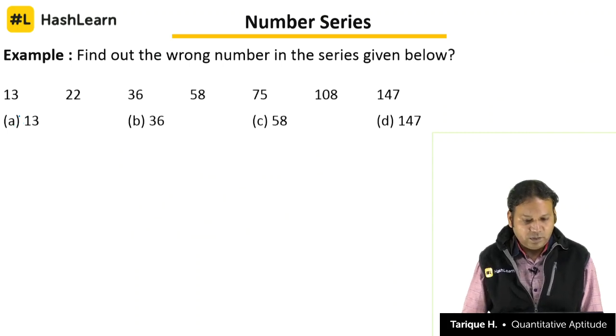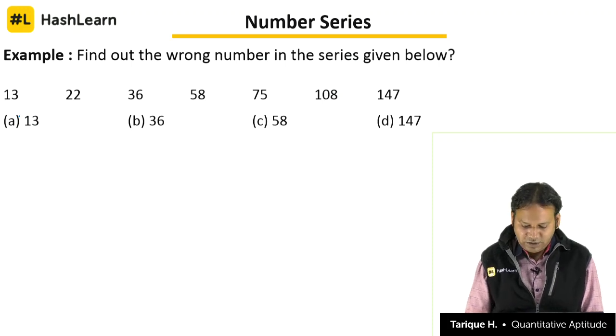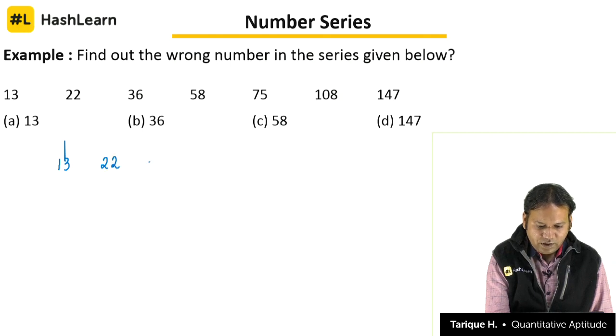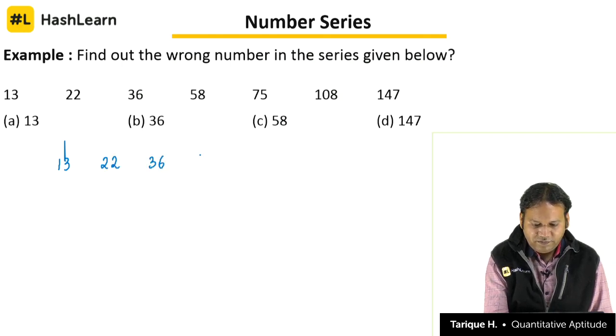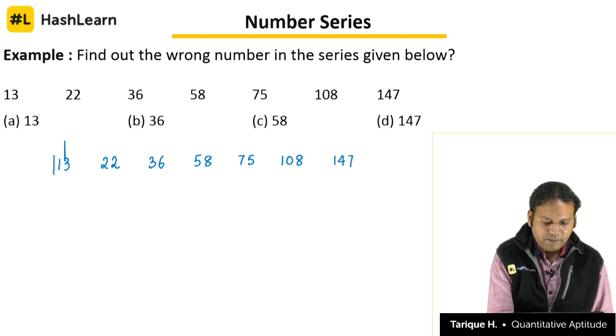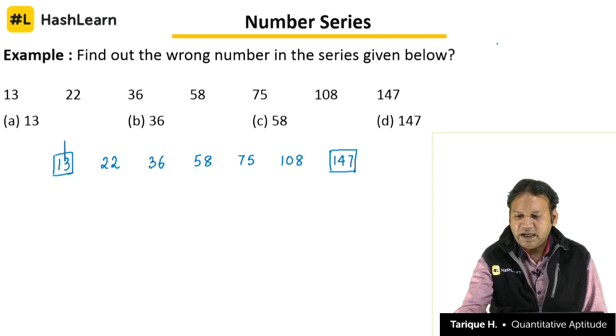So let's move on to the third question here. Find out the wrong number in the series given below. Okay, so all of these are wrong number series questions. So again we see here 13 is the first number, then we have 22, then we have 36, then we have 58, 75, 108 and 147. So we are again going from 13 up to 147. Increment is not very high, so we can say that this is again an addition series.